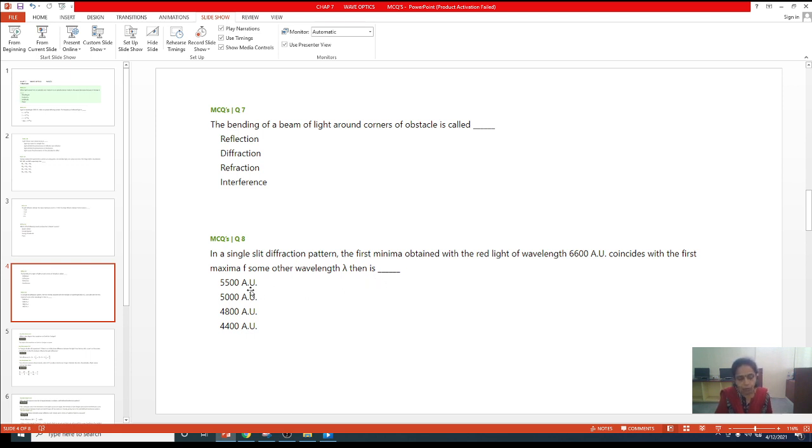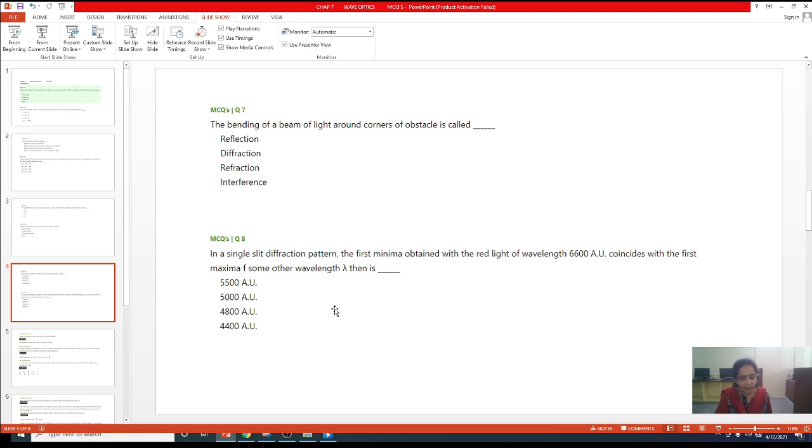But how to solve this problem? In this problem, in a single slit diffraction experiment, position of minima, formula is d sin theta is equal to n lambda. Then for first minima, d sin theta is equal to lambda. What will be the value of n? It will be 1. Therefore, sin theta is equal to lambda r upon d.